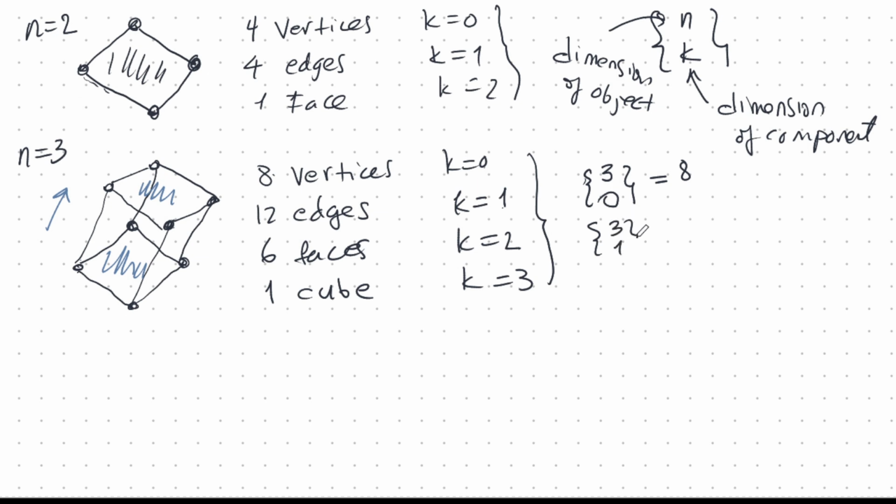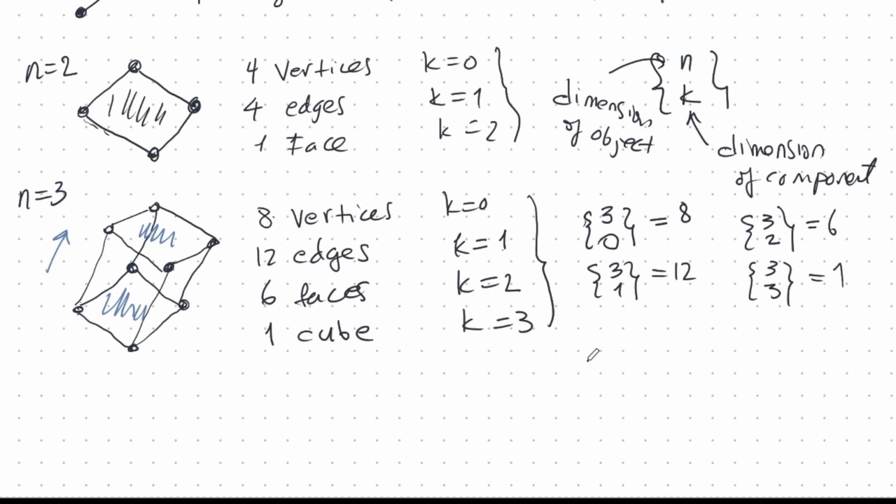Great. And for the cube, how many edges? There's 12 edges. Cube, how many faces? Faces are 2D. So that's 6 faces. And finally, for the cube, how many cubes in a cube? Well, there's 1 cube in a cube. So we have this very pretty notation which unifies our ideas about components and counting the components. So this notation is the basis of everything that we're going to be doing next.